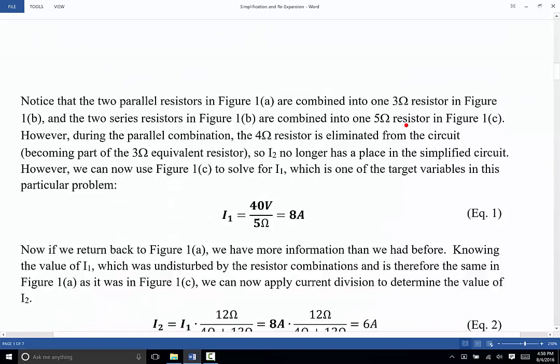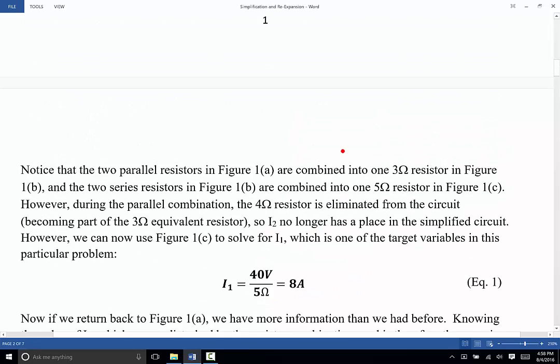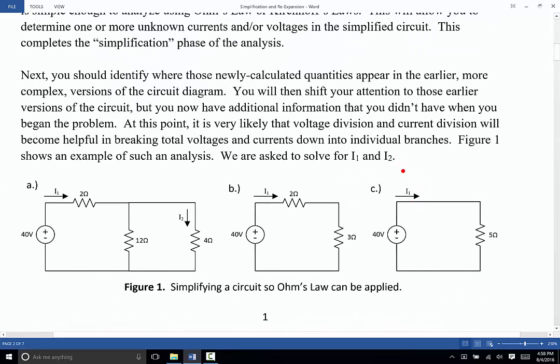So I can scroll down here to equation 1. 40 volts divided by 5 ohms gives us 8 amps. We've definitely solved for I1. Now, I1 is the only thing we can calculate in figure C. We can go back to figure B, and that's still the only variable that's listed in figure B. But if we go back to figure A, I1 still has that same value of 8 amps. So I now know more information than I knew before. I know everything that I knew before, and I know that I1 is 8 amps.